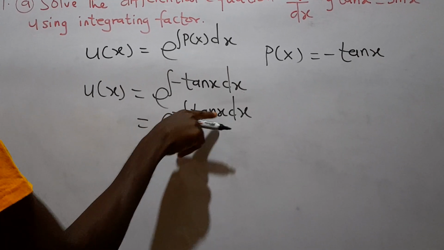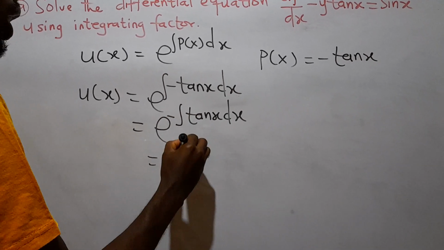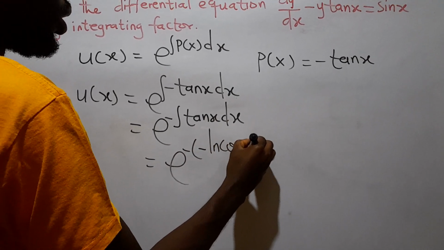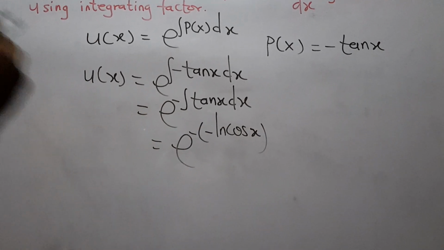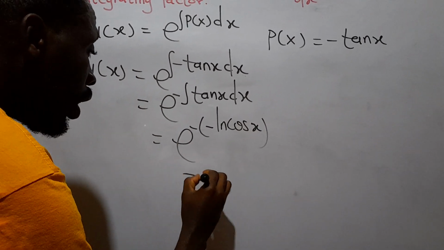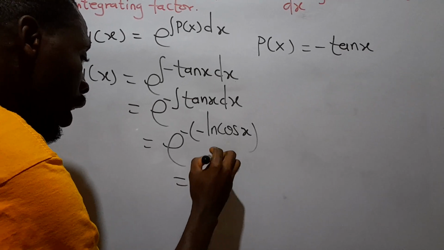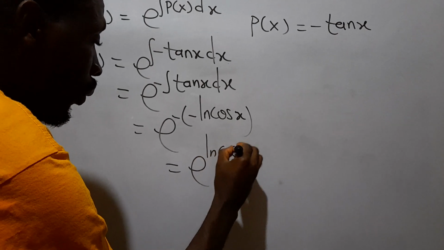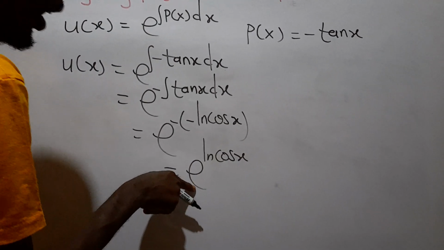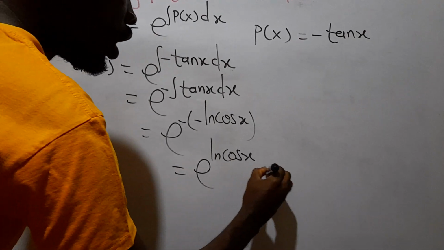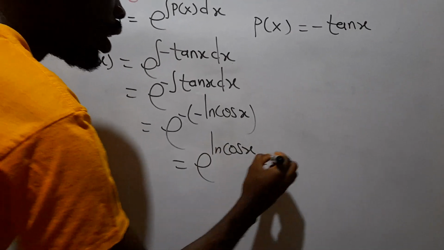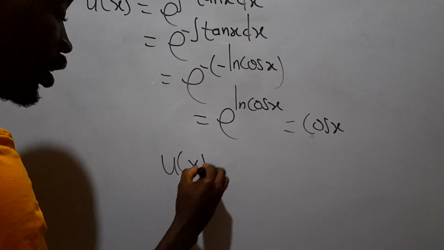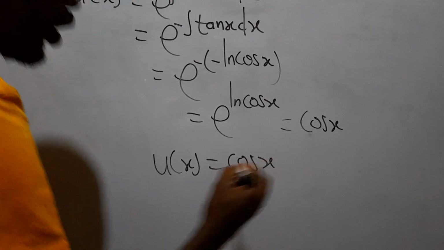Now when we integrate tan x, remember, we'll get negative ln cos x. When we simplify this further, we'll get e to the power of ln cos x, since the negative was first. Anytime the exponential function meets the ln function, the answer is nothing but the function here. So this is equal to cos x. We can say our integrating factor u of x is equal to cos x.